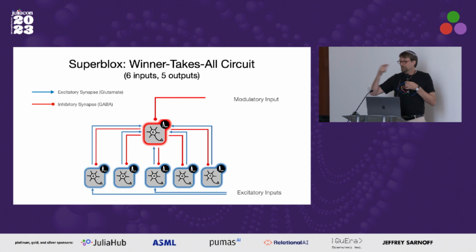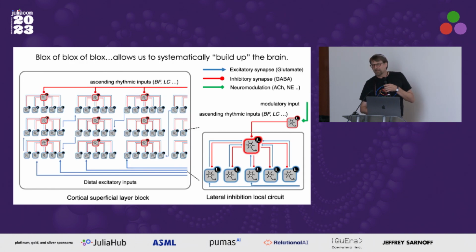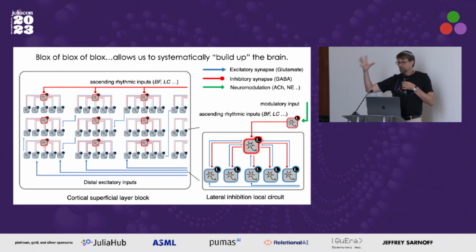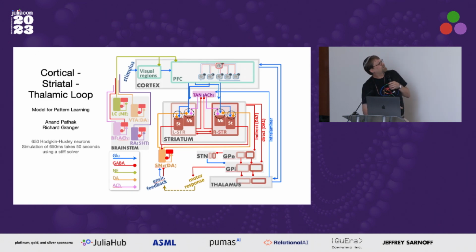So let me show you an example of what we did last year, essentially to build a huge system that explains something. We take the winner-takes-all circuit, it's a superblock, 6 inputs, 5 outputs. You connect them into a big system. If you connect them together sparsely, that thing behaves essentially like a cortical region, right? We built a visual cortex with this. We built a prefrontal cortex with this. And this is the circuit. So we created essentially a cortical striatal thalamic loop circuit.